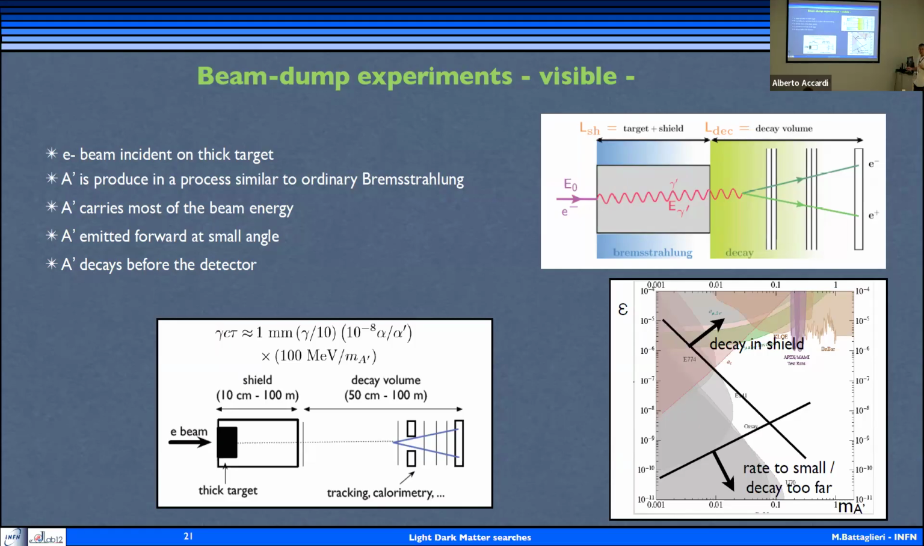Okay? So it means that my exclusion limit, if I don't see anything, will have a shape like that, you see? A triangular shape, with decay into the shield here, so I cannot see it, or I see the rate too small, or decay too far, and then I cannot see it again. This justifies why exclusion limits for a beam dump experiment have such a triangular shape, an area where there is sensitivity, depending on the specific parameters of your detector, the energy of the beam, and the thickness of your dump. Okay, makes sense?